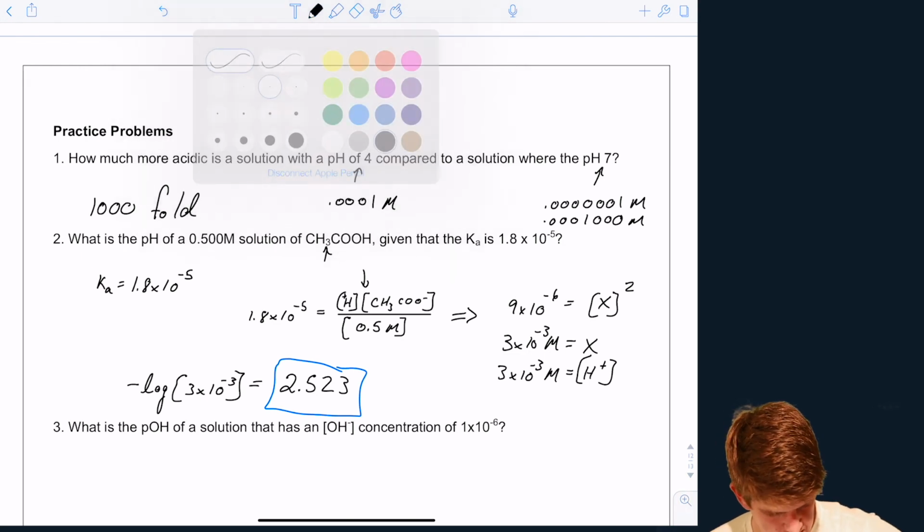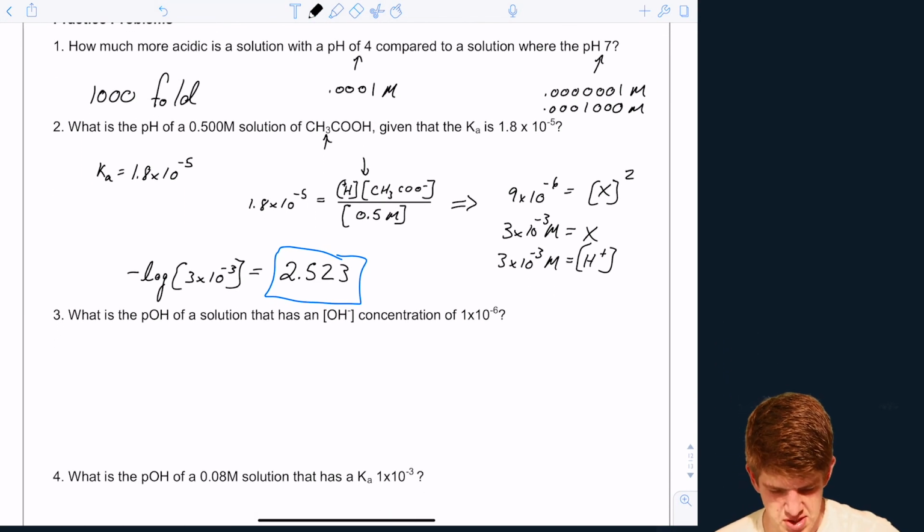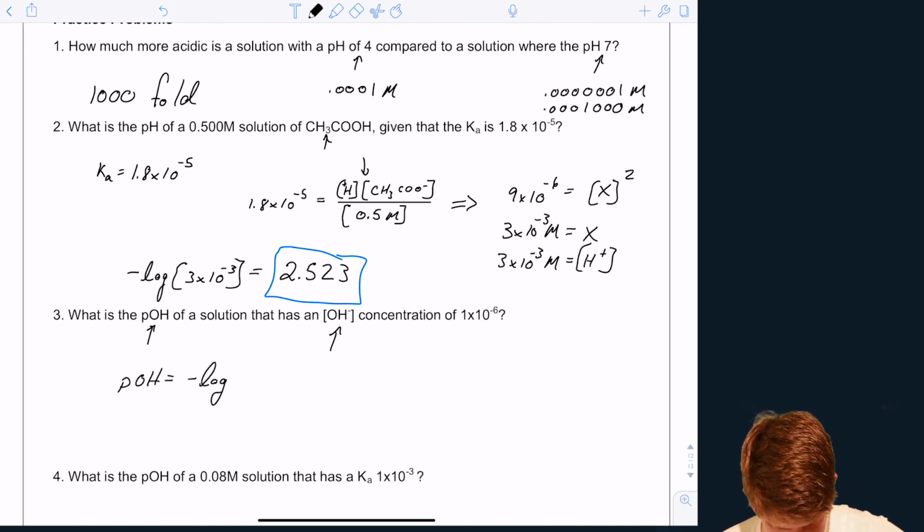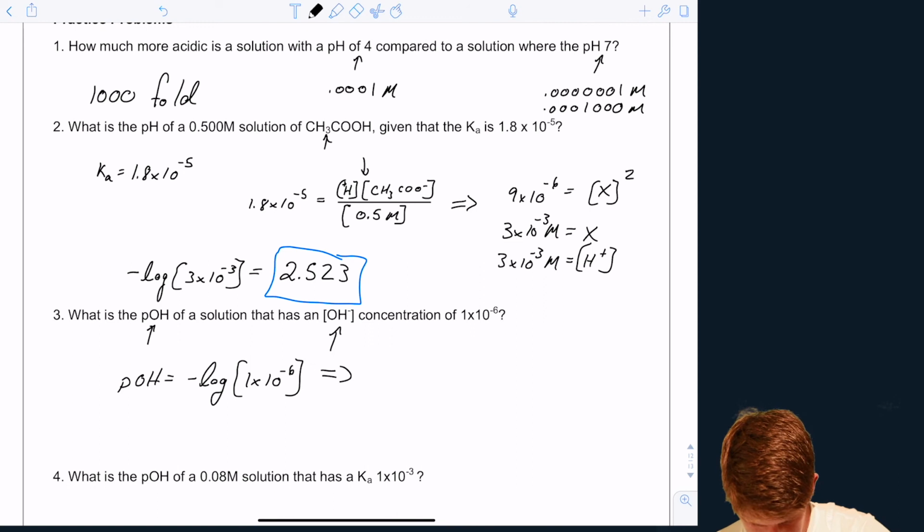And that will be the pH. What is the pOH of a solution that has an OH concentration of 1 times 10 to the negative 6? Well, we're asked for the pOH, we're given the OH, so this will just be a direct negative log of the concentration. Because we're just given 1 times 10 to the negative 6, you can easily do this in your head. The answer will be 6.